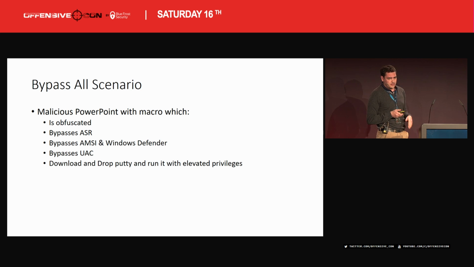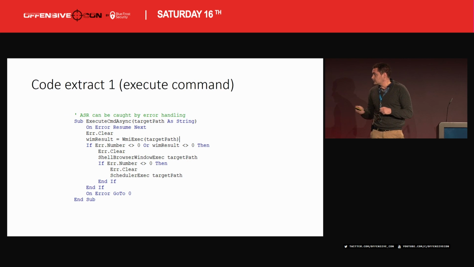So finally, there are other rules, but we're almost at the end. I did several tests where I created documents which could bypass all the rules. For example, a malicious PowerPoint with an obfuscated macro which bypasses ASR, AMSI, Windows Defender, and UAC, and downloads and drops PuTTY with elevated privilege. Maybe PuTTY was not very ambitious, but anyway. I'm not going to show all the code now. I just wanted to show you two snippets to show how you combine ASR bypass and UAC bypass.